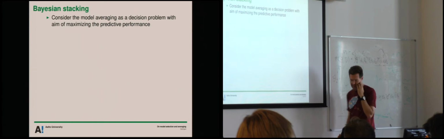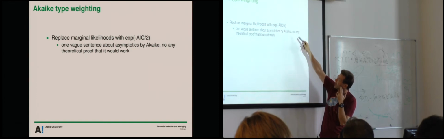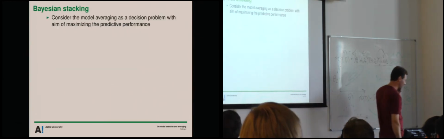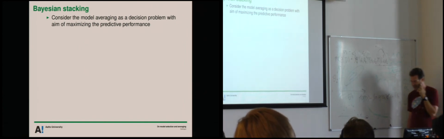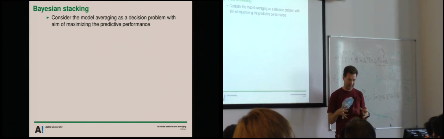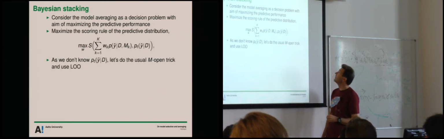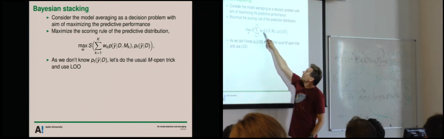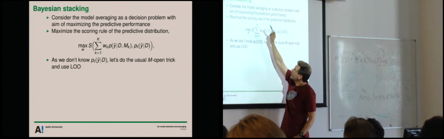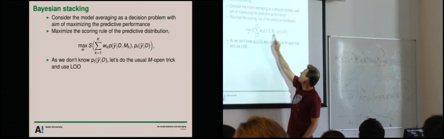But then instead of just starting from Akaike's comment about asymptotical results, we could start thinking about the actual decision problem we want to make. So we want to get good predictions, so we should think about that also when combining models, how to combine them to get the best predictions. So maximize the scoring rule of the predictive distribution. So these are the predictive distributions for each separate model M_k, so we have capital K models, and each model has a weight, and we combine them.